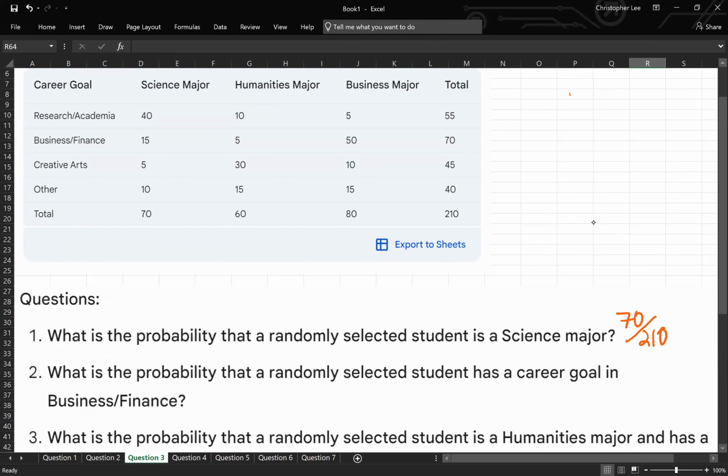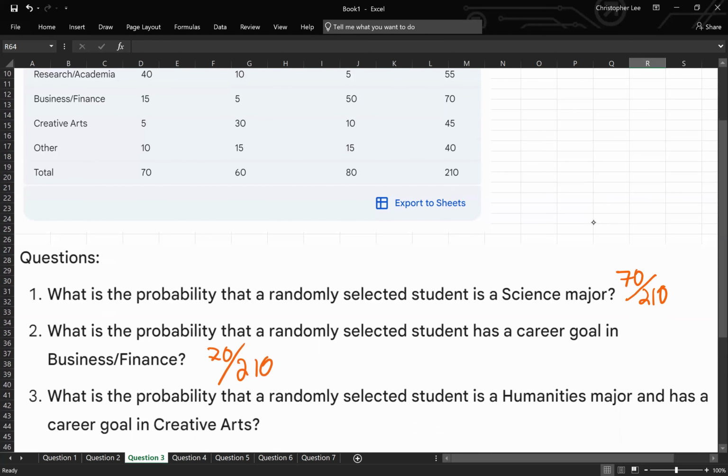All right. B, what is the probability that a randomly selected student has a career goal in business and finance? Over what? That's what I'm talking about. So business and finance is this 70, over the 210. That's how you get that one. All right. Simple, simple, simple. Easiest question on the whole test. That's all I want. 70 over 210. But I know you all have calculators and can type it in, so we don't need all that.